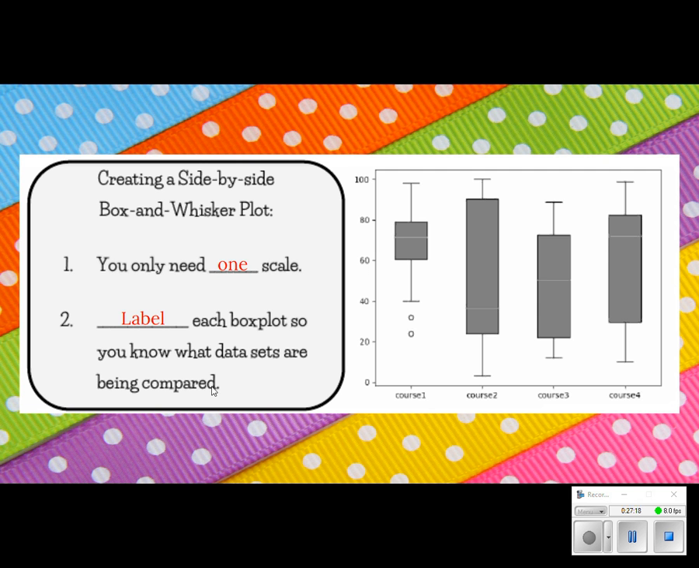You're going to label each box plot so you know what data sets are being compared. And then you can have outliers shown. You don't have to. It just depends on what's going on there. But it is possible to have the outliers, and sometimes you see them as little stars, sometimes as circles, but they are all about the same thing. So this would be like data in L1, L2, L3, L4, and we're comparing it.